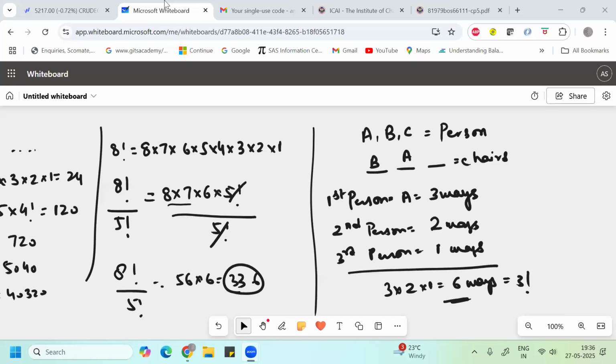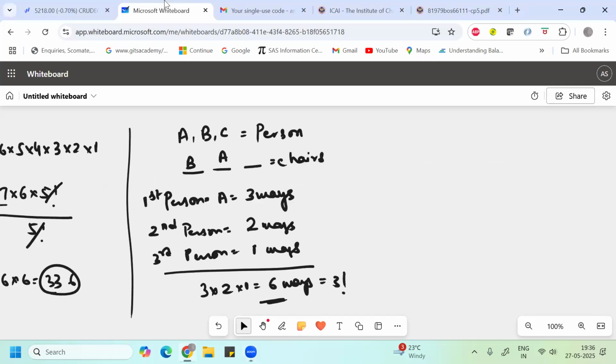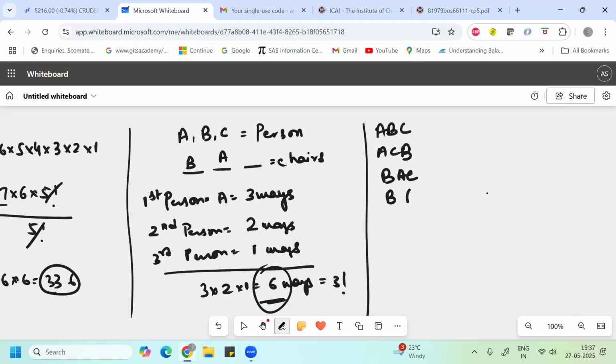When we are solving the questions of permutation and combination, why do we need to know the concept? Because permutation combination is the advanced concept of counting. Here I ask you three persons, three chairs, how many ways can they sit. You can manually do it: ABC is one way, ACB another way, then BAC third way, BCA fourth way, then CAB fifth way, then CBA sixth way. So you can find the six ways.